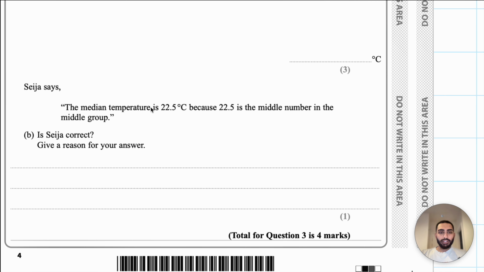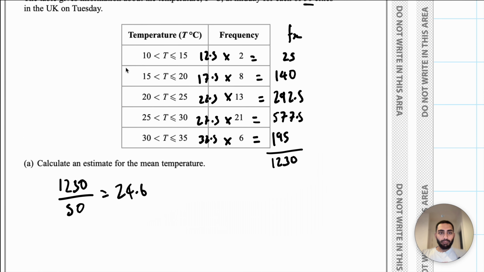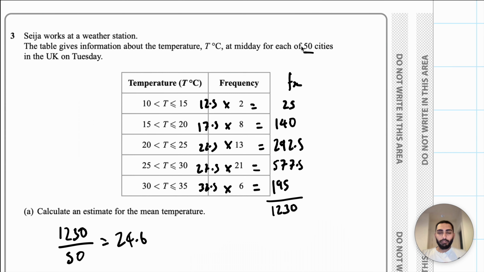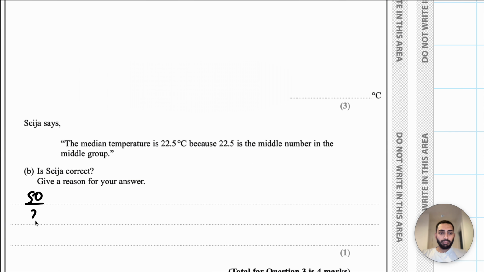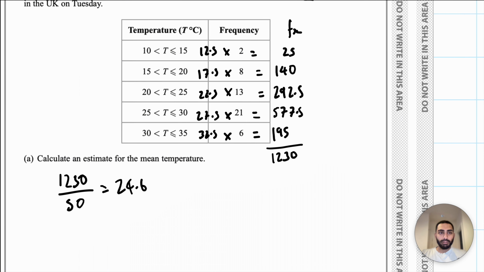Sager says the median temperature is 22.5 because 22.5 is the middle number in the middle group. Is Sager correct? Give a reason for your answer. So Sager has thought that if we look at this middle row, which is this one, and we find the middle of those two values, which is 22.5, that would be our median, but that's not true. We need to find the middle of 50 values. So we just divide 50 by 2, which is 25. We're looking for the 25th position. So where would the 25th position be?